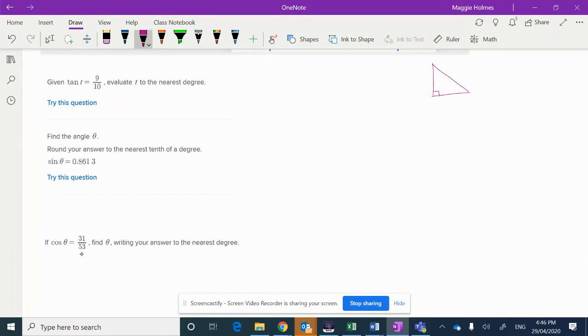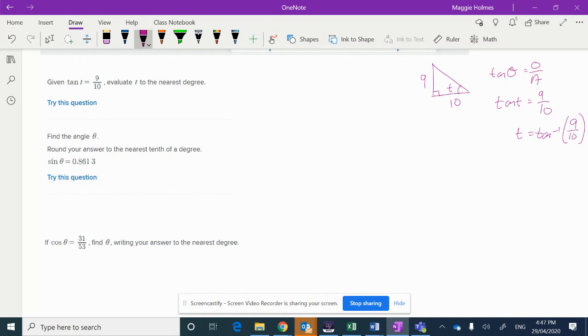So tan of t, so let's call an angle t. Tan of t is 9 over 10. So tan of anything is the opposite over the adjacent. So that means the opposite side is 9 and the adjacent side is 10. So if you'd been given this triangle and asked to find t, I think you would have done this. Tan of theta is opposite over adjacent. So tan of t is 9 over 10. Then you would have remembered to do your tan inverse. So t is tan inverse of 9 over 10.